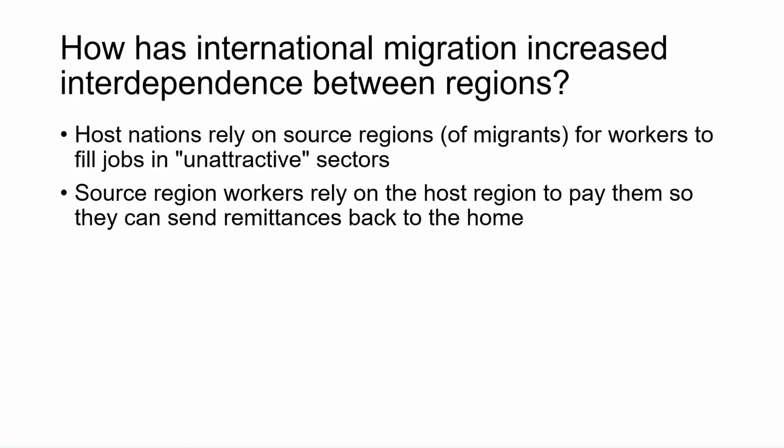So how has international migration increased interdependence between regions? Host nations, which are the nations that take the migrants in, rely on source regions of migrants for workers to fill in unattractive job sectors. So this is very simply put. Obviously, there's high skilled migrants, but in most of these case studies, we're going to be talking about unattractive sectors such as construction and a lot of service industries, leisure.